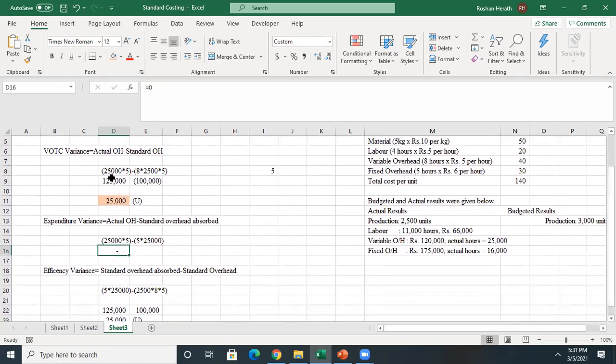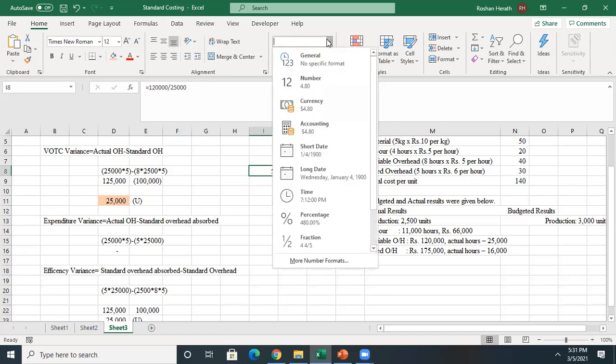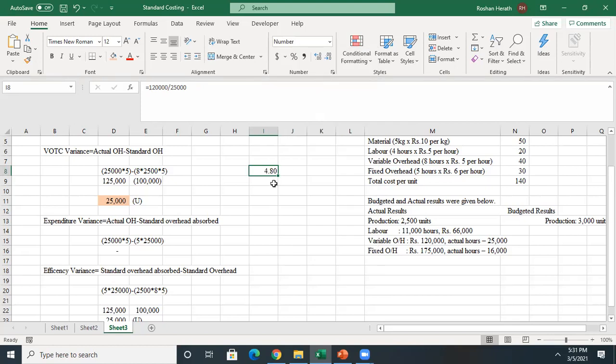Sorry. Here it's 120,000, no? Variable overhead. What went wrong? Actual hours 25,000. Okay. 120,000 divided by 25,000. This is where the mistake has gone. It's 4.8. Right. මෙතන round වෙලා තමයි අවුල තියෙන්නේ. Sorry for that පුතා. It's 4.8.